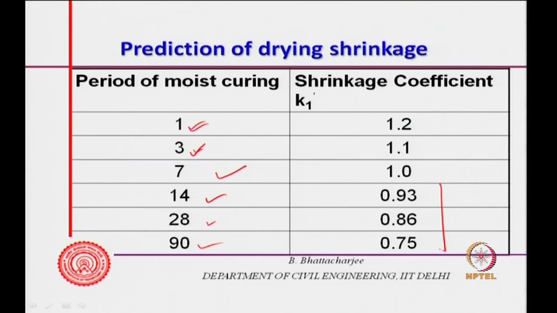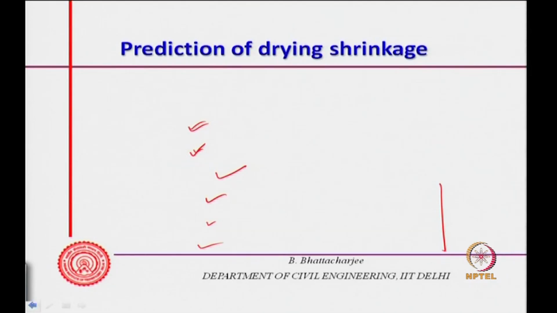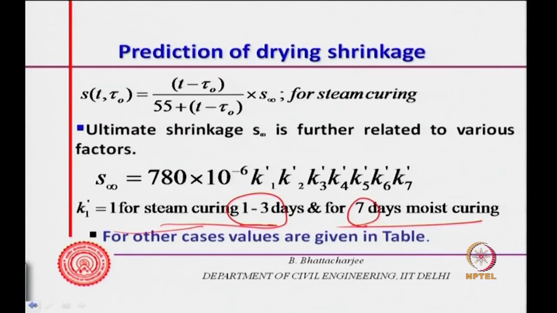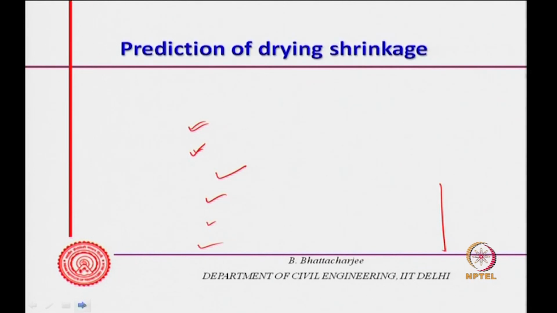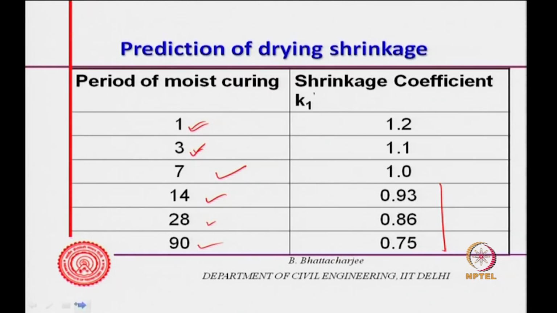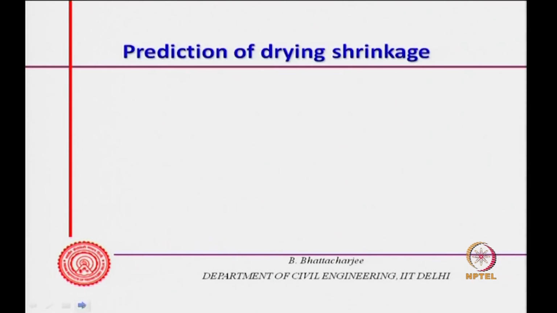Similar values are available for steam curing also. So, you can simply use K1 equals 1, or 1.2, depending upon the number of days the curing has been done. Part of the table has been reproduced for the purpose of understanding and getting familiar with the procedure. So, the K1 dash factor is related to curing.